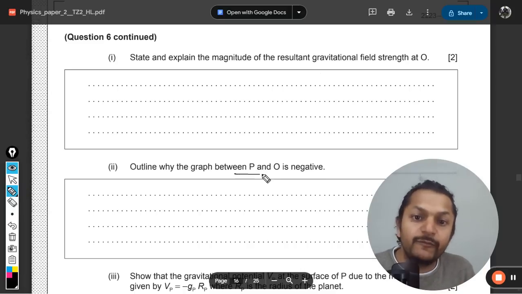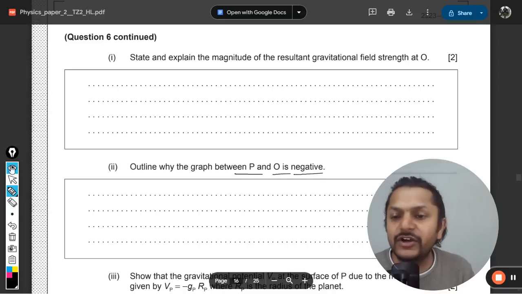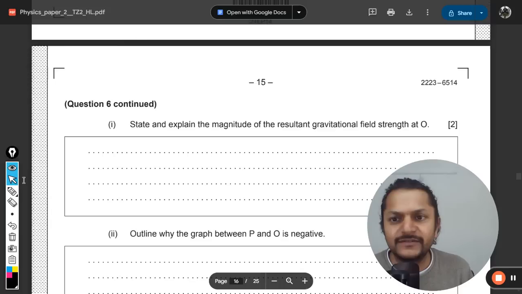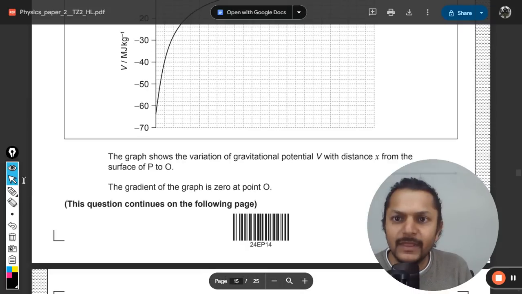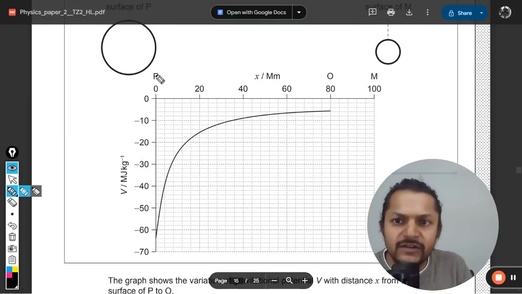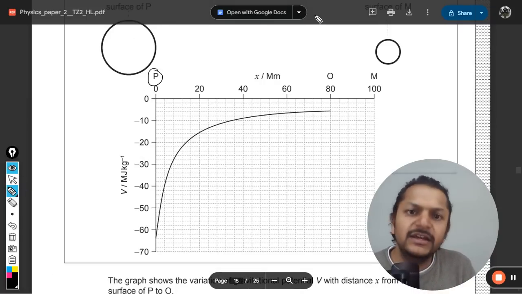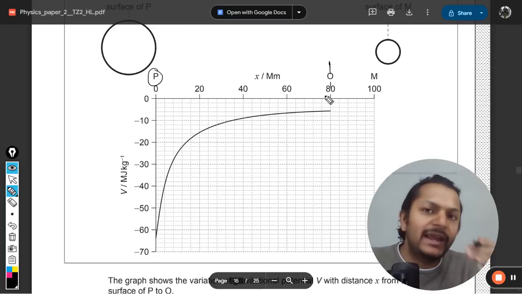Outline why the graph between P and O is negative. So why is this graph negative? P is this point which is at the surface of the planet, and O is the Lagrange point in this case. So why is this graph always negative? Why is it not positive?